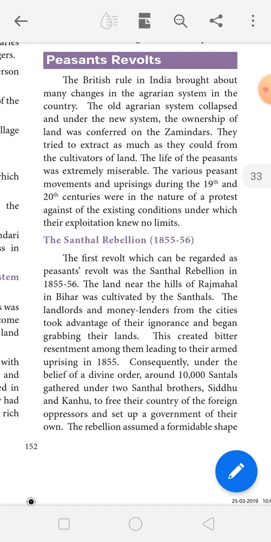The land near the hills of Rajmahal in Bihar was cultivated by the Santals. The landlords and moneylenders from the cities took advantage of their ignorance and began grabbing their lands. This created bitter resentment among them, leading to their armed uprising in 1855. Consequently, under the belief of a divine order, around 10,000 Santals gathered under two Santal brothers, Sidhu and Kanhu, to free their country of the foreign oppressors and set up a government of their own.